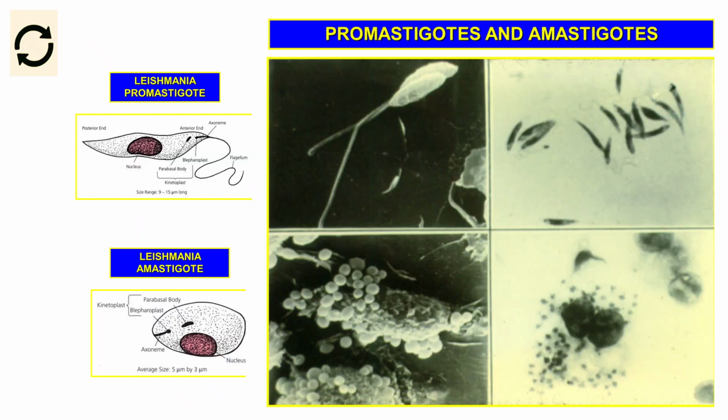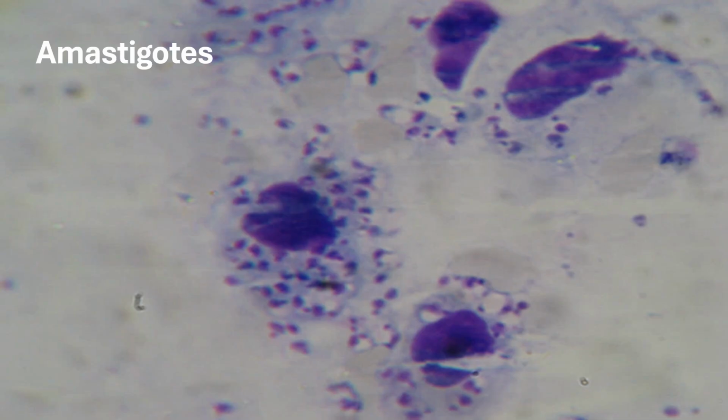The promastigote is the elongated, flagellated form found in the sandfly. The amastigote is small, round, and intracellular, the form found inside human macrophages. Here we see amastigotes under the microscope. These are small, round intracellular parasites, typically clustered inside macrophages. Each amastigote contains a nucleus and a kinetoplast, a key diagnostic feature. This is the replicative form of Leishmania in humans, hidden, protected, and difficult to eliminate.